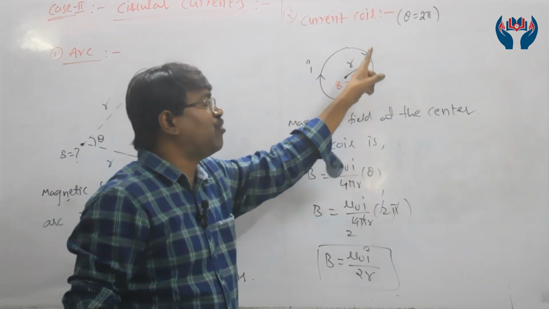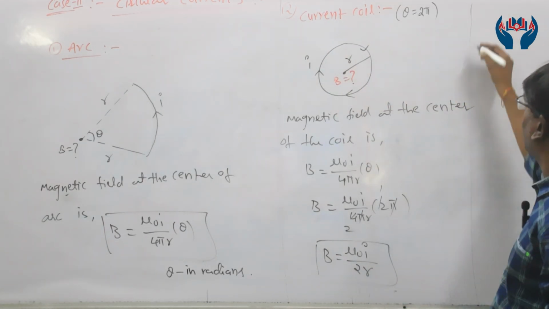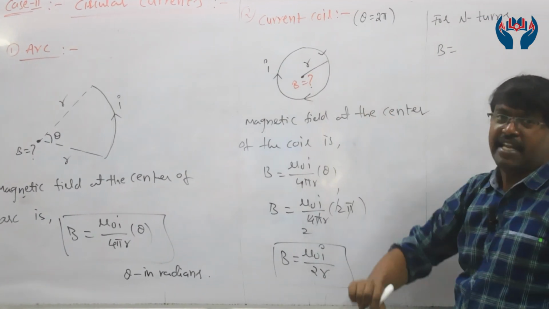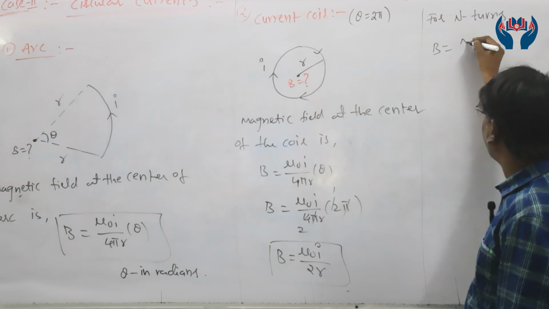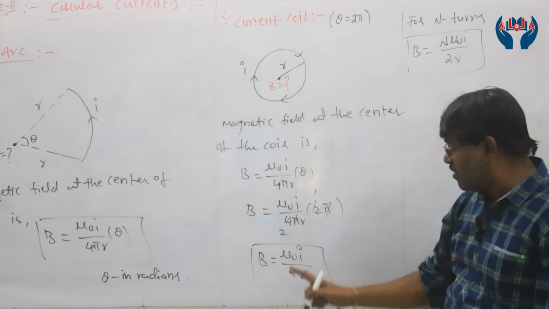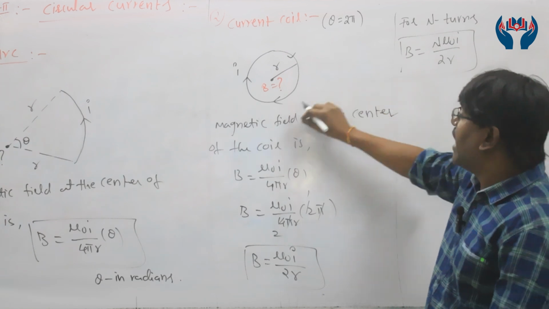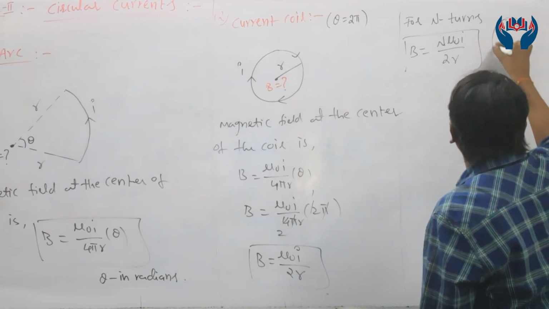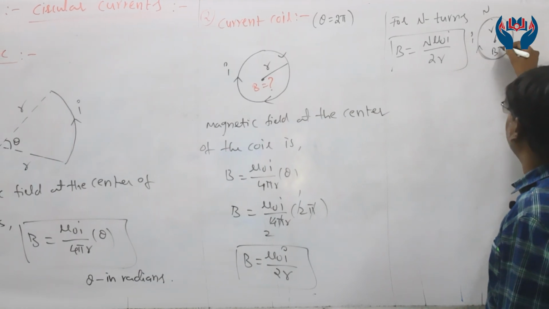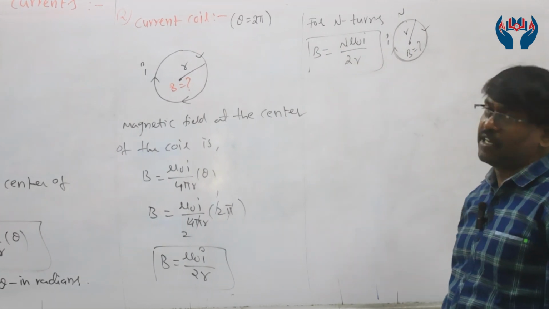Here the coil has only one turn. Suppose there are N turns. For N turns, the magnetic field at the center of the coil is B equals N into mu naught I by 2R. For a single turn, B equals mu naught I by 2R. If it has N turns, carrying a current I with radius R, the magnetic field at the center is N into mu naught I by 2R.